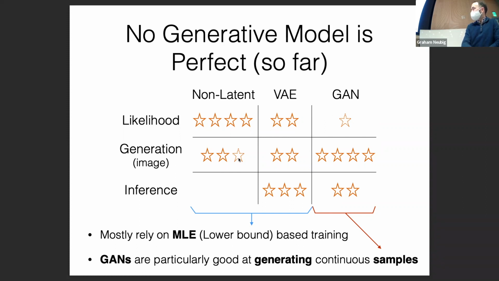In terms of generation, for images, for example, non-latent variable models and VAEs tend to do worse than GANs, and I'm going to talk about this in the next slide. And for inference, we were talking about inferring latent variables. So VAEs kind of excel at this. They are the best tool that we have right now for inferring latent variables, like the ones we talked about last class. But GANs can also generate latent variables, and you can infer them as well.